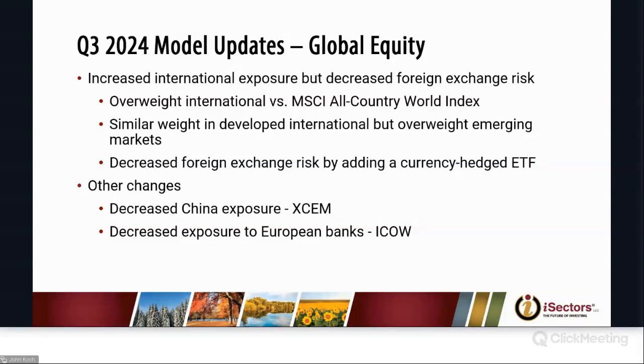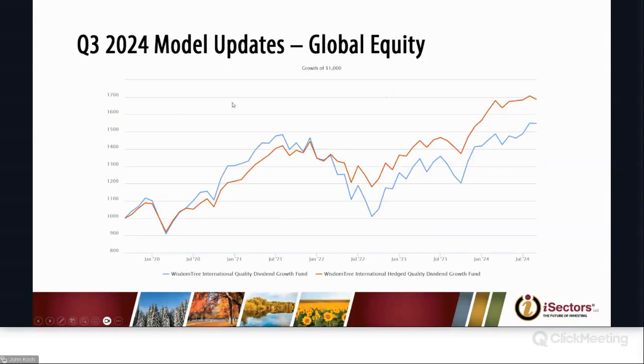So we increased the raw international exposure in the equity portion of the models, while at the same time decreasing the foreign exchange risk of the model. And you might ask how we did that. If we increased the international exposure, how do we actually decrease the foreign exchange risk at the same time? Well, we did this through the use of a currency-hedged international dividend growth ETF.